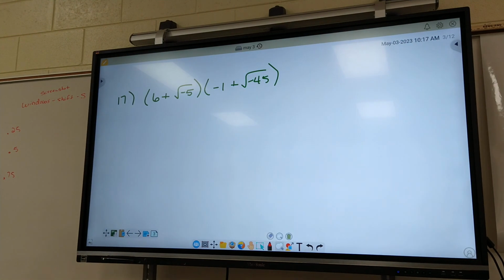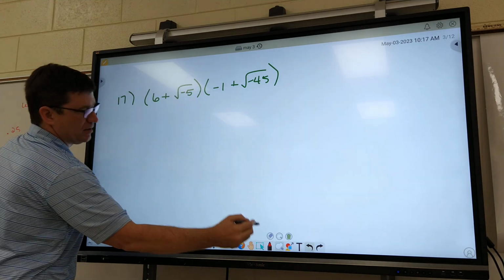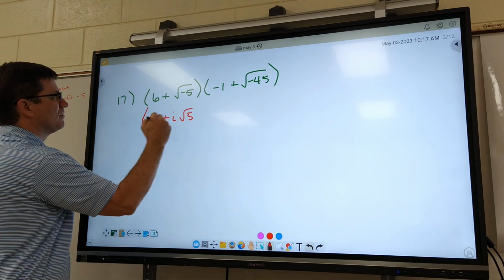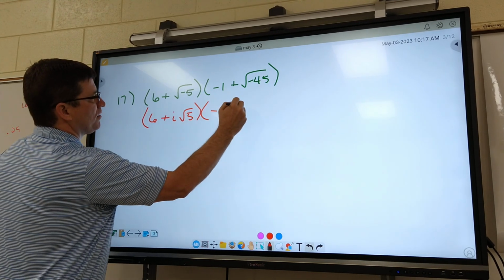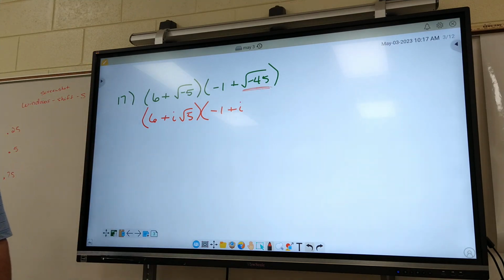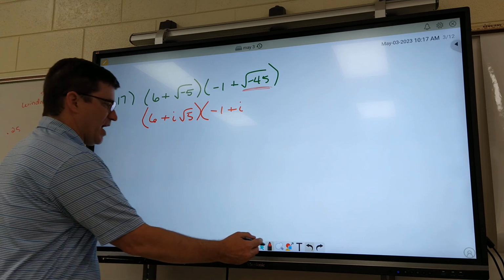The first thing I'm going to do, instead of square root of negative 5, I'm going to bring that i out. So it'll be 6 plus i root 5, negative 1 plus i. Now look, square root of 45. Let's go ahead and put that in your calculator and break it down. Tell me what it equals. Somebody type it in. Square root of 45. What's it? 3 root 5, so that'll be 3i root 5.